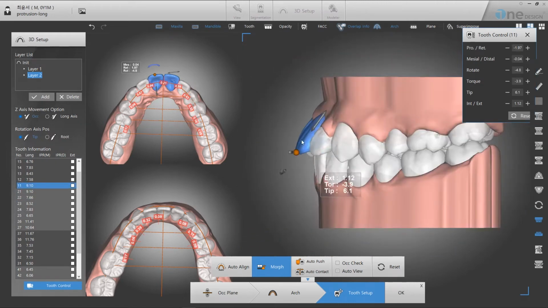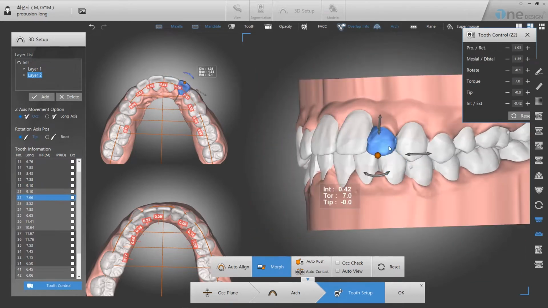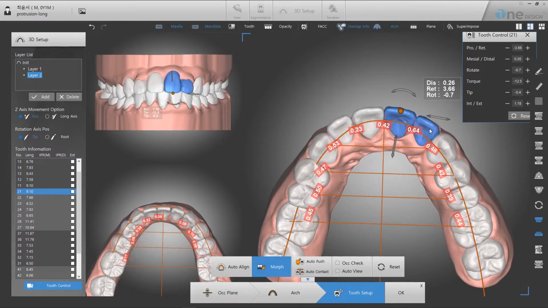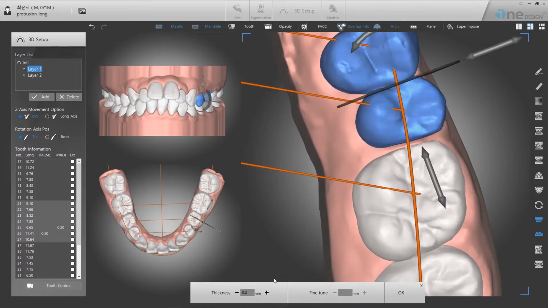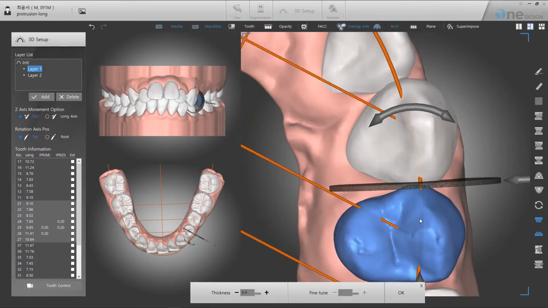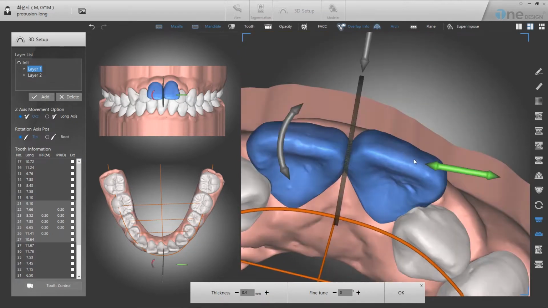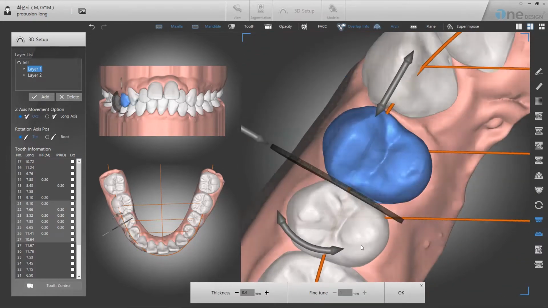Adjust around the cervical area. Apply IPR to tooth number 15 and 25 of the maxillary with a significant amount of overlap, and mainly tooth number 31 and 33 of the mandibular. Apply IPR by 0.4 millimeters each before setup with layers.